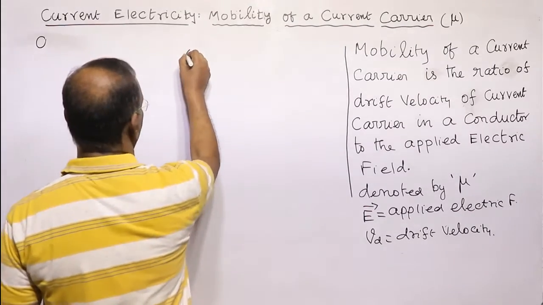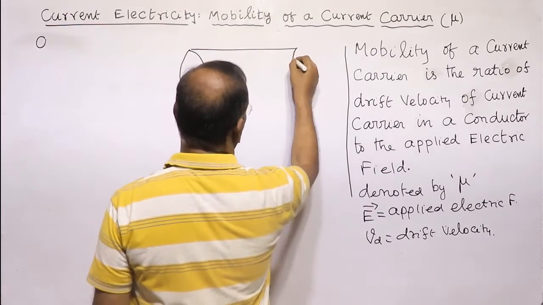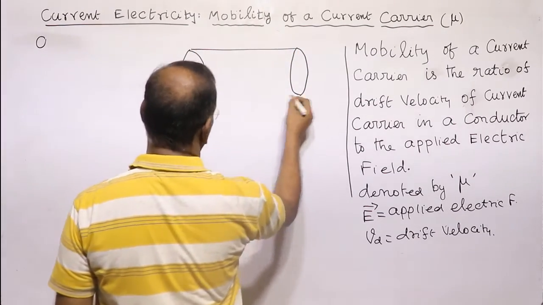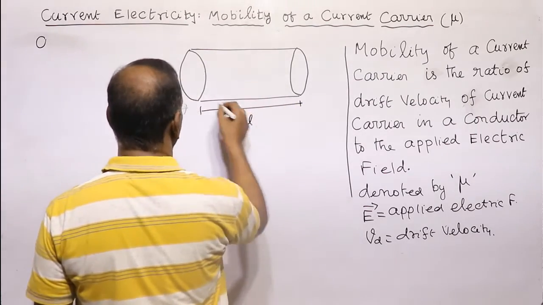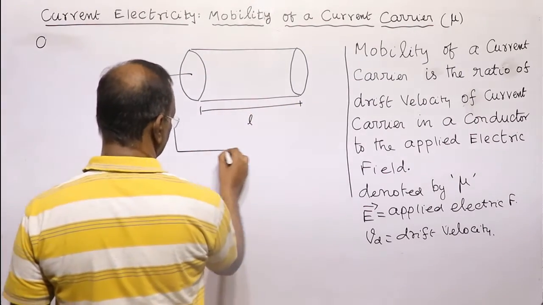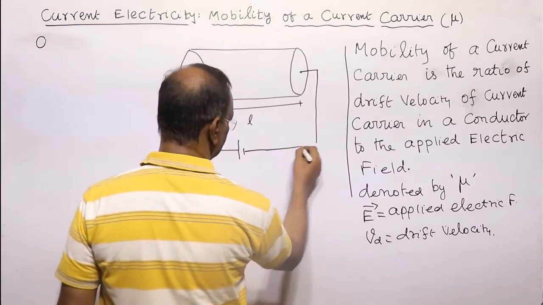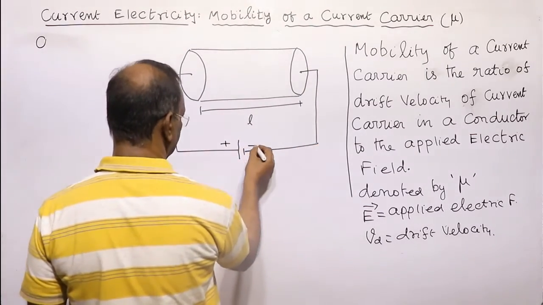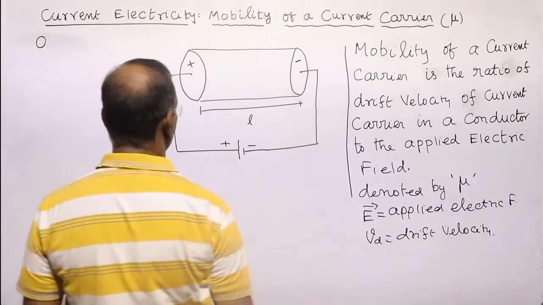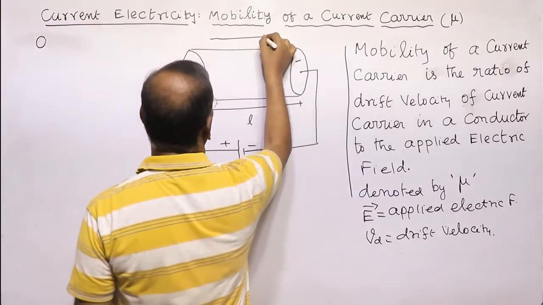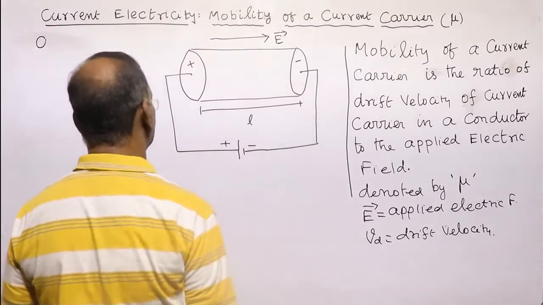Suppose we have a conductor here of length L, and a potential difference is applied, connected with a battery. This side is positive, this side is negative, and the applied electric field will be in this direction, from the positive side to the negative side.